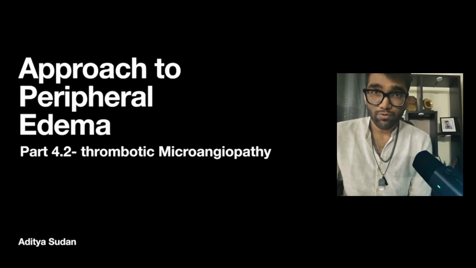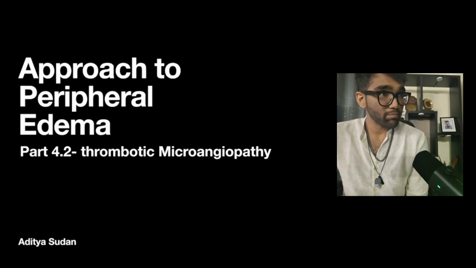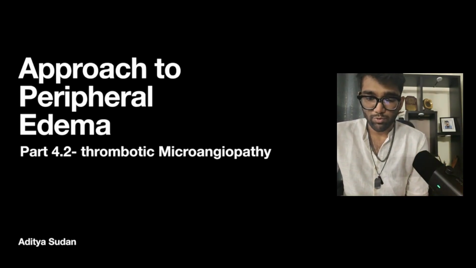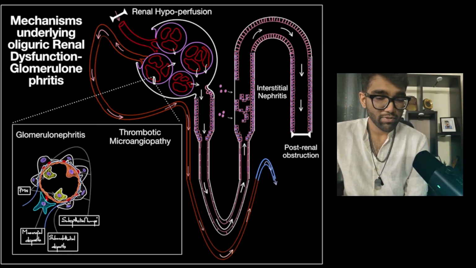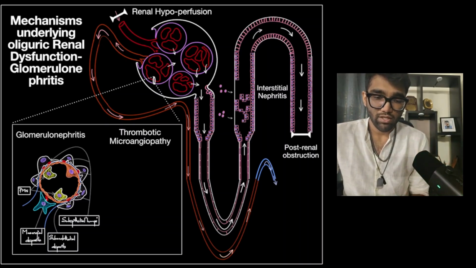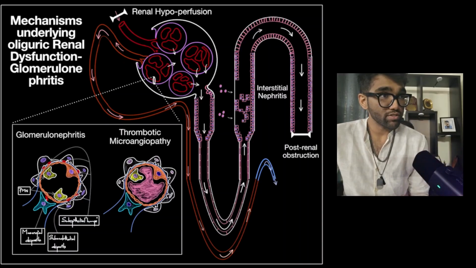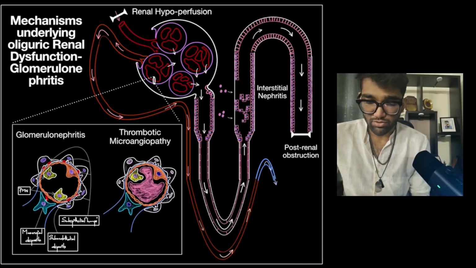Welcome back. So today I'll be discussing an approach to peripheral edema, part 4.2. That is an approach to thrombotic microangiopathies. So we've now discussed peripheral edema due to oliguric renal dysfunction, for example, due to glomerulonephritis. And today we'll complete the glomerular disorders by talking about thrombotic microangiopathies.